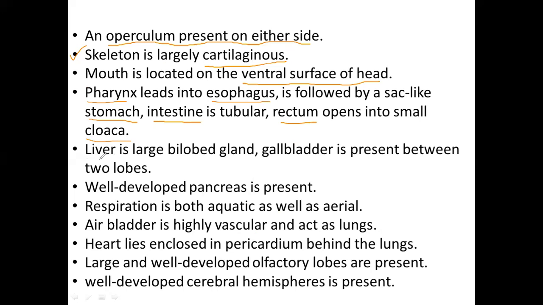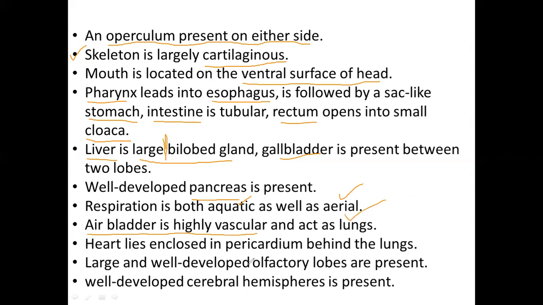Next, the liver is a large, bilobed gland, and the gallbladder is present between the two lobes. Then I just erase this rough diagram. Next, a well-developed pancreas is present. Respiration is either aquatic or aerial: gills in the aquatic medium, lungs in the aerial medium. They have an air bladder, which is highly vascular and acts as a lung.